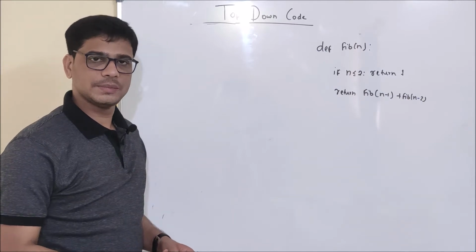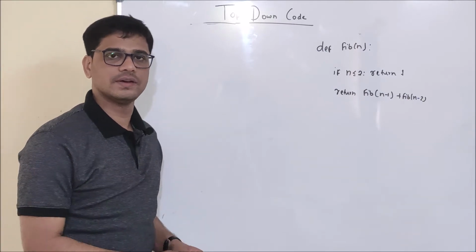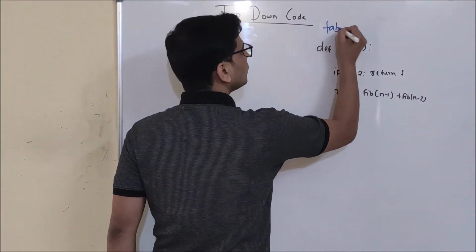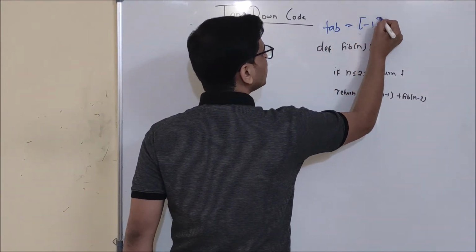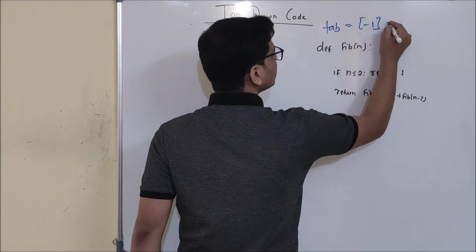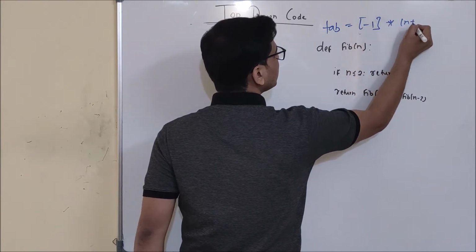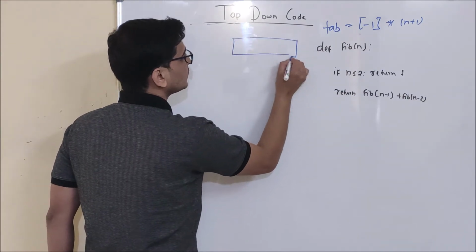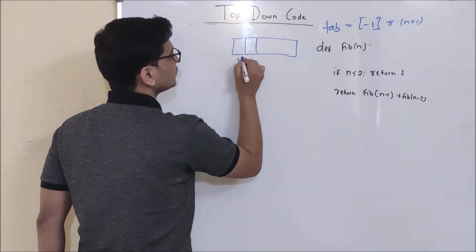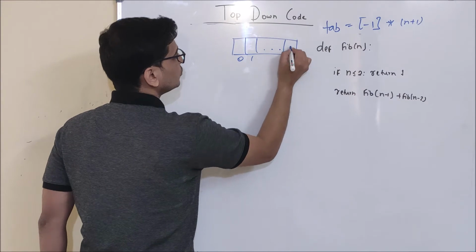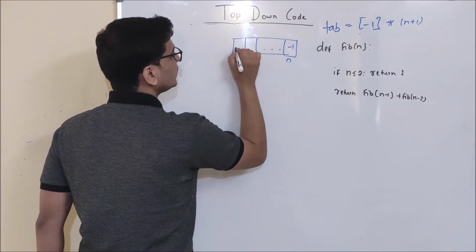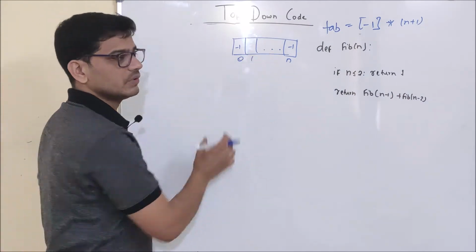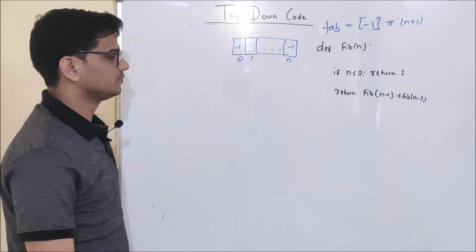Now we have the table dimension, size and identifier. So we are going to create the table. tab will be equal to [-1] times (n plus 1), that is, identifier into n plus 1. It will create a list with indices 0, 1, dot dot dot up to n, and every cell will be initialized with -1.